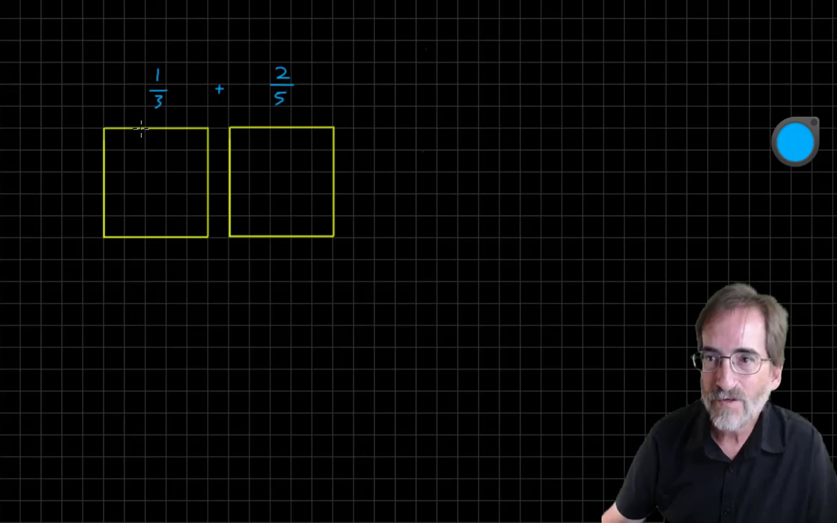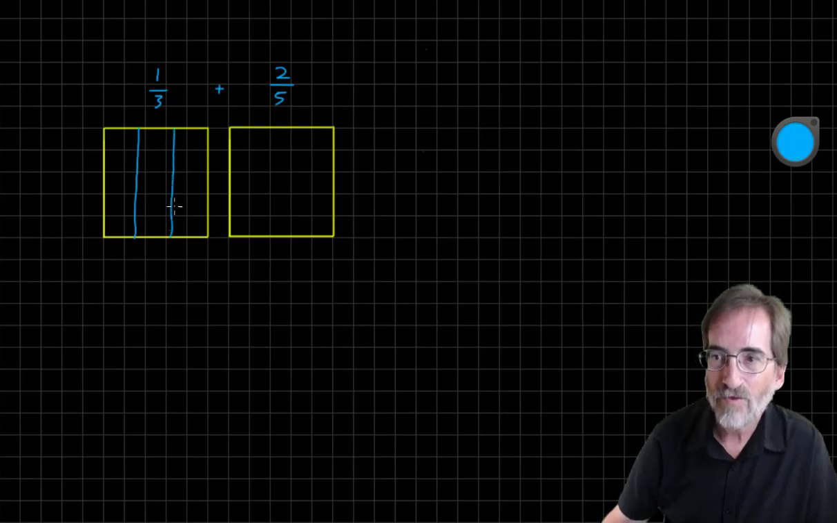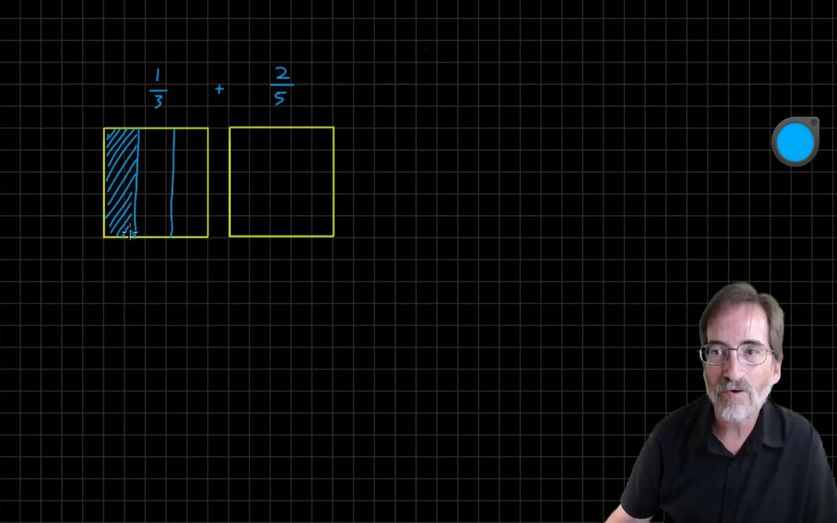So let's divide this into approximately 3 equal parts. So I'm going to cut it twice to make thirds. All right? And I'm going to shade one of them. This represents the quantity 1/3, where 1 whole is the total square.